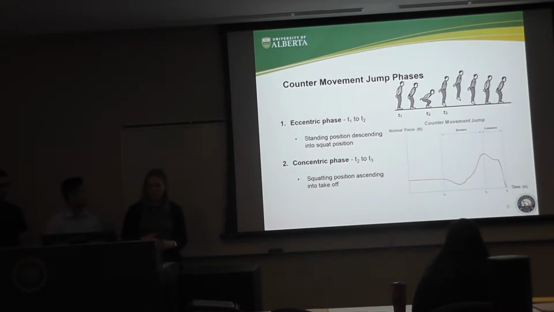In this jump, there are 2 phases. There's an eccentric phase from T1 to T2, and the concentric phase from T2 to T3. In the eccentric phase, the subject begins in the standing position and descends into their squat position. During this, the quadricep, glute, and hamstring muscles are all lengthened. And in the concentric phase, from T2 to T3, they go from the squatting position, ascending into takeoff.